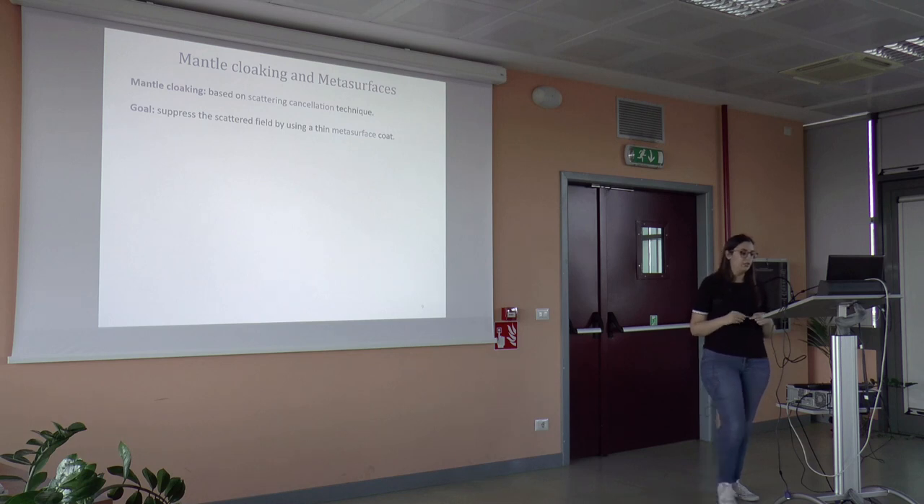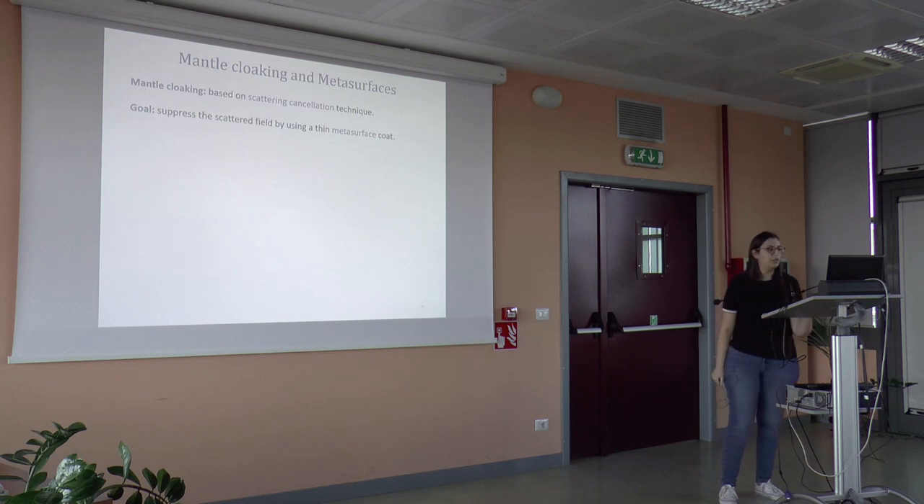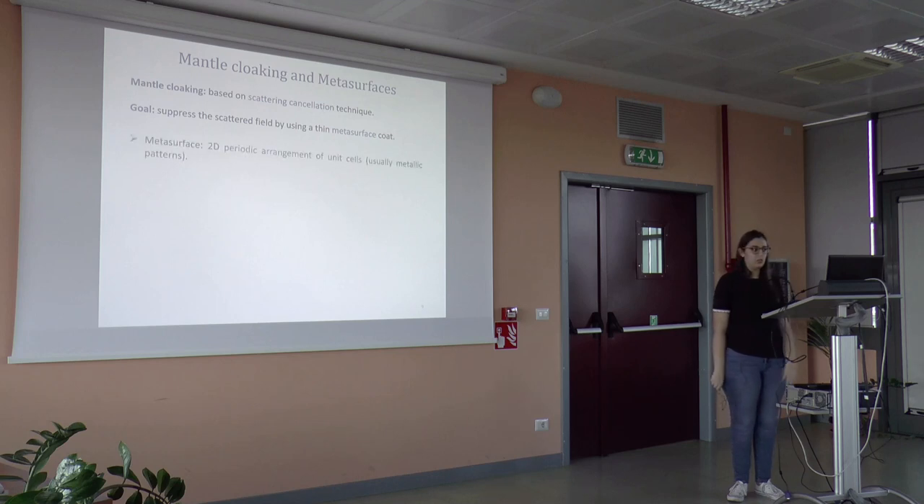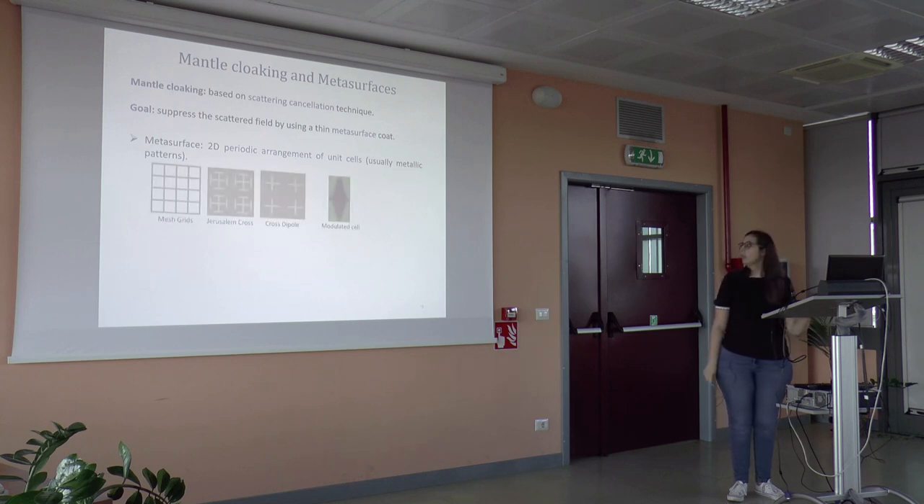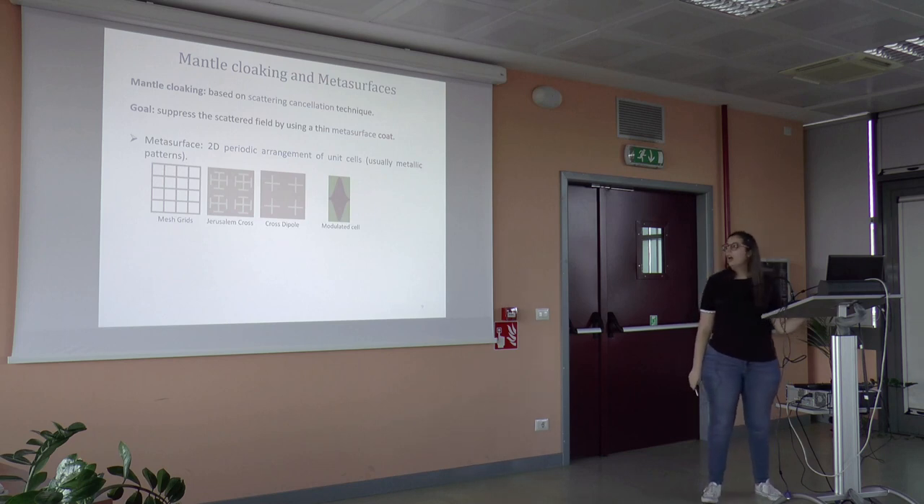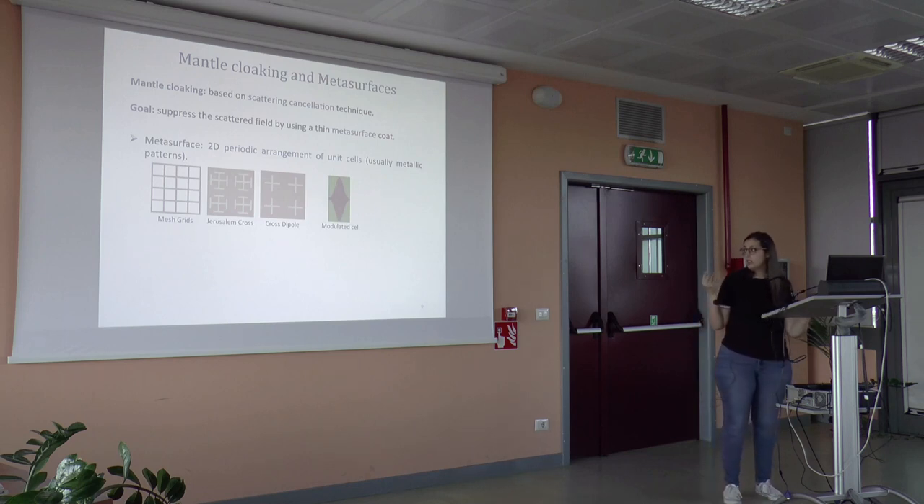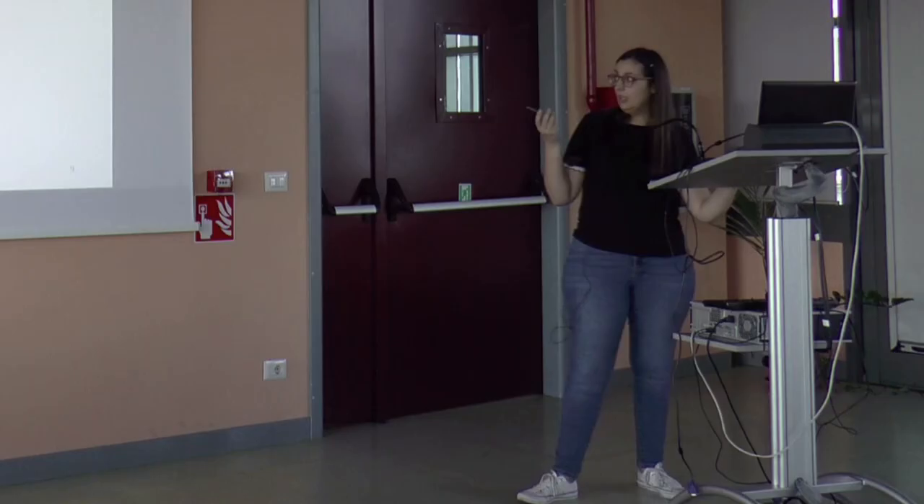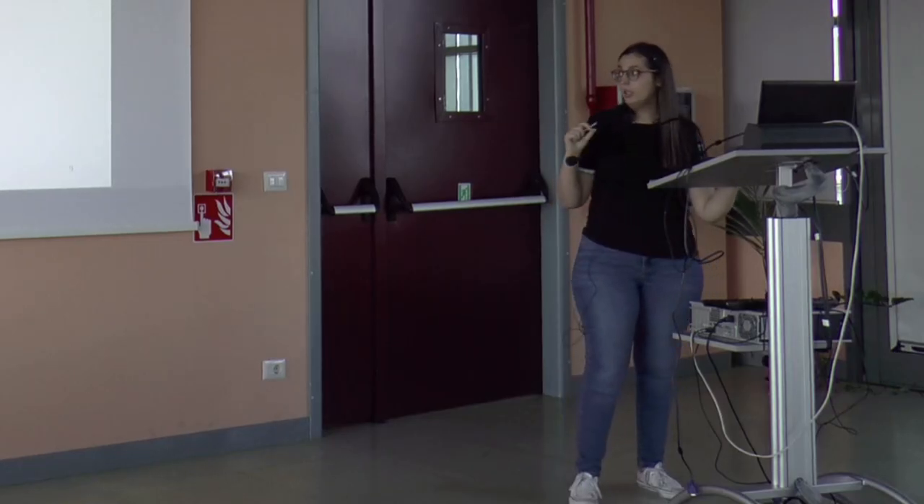This idea is the basis of the mantle cloaking technique, which employs a metasurface coat to cloak the object. A metasurface is a two-dimensional equivalent of a metamaterial, so also in this case it is a periodic arrangement of unit cells. There are different examples: mesh grid, Jerusalem cross, cross dipole, and another cell that I will show you later, which is based on a modulated pattern.